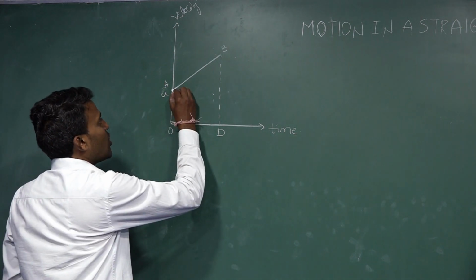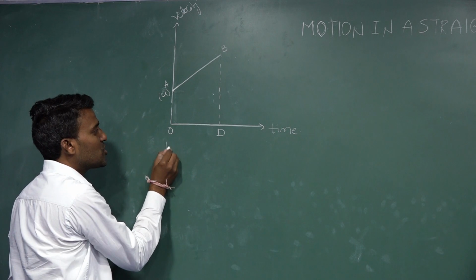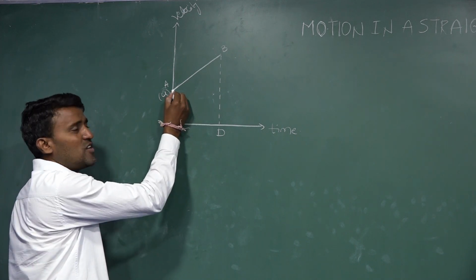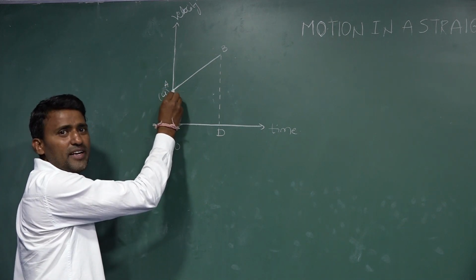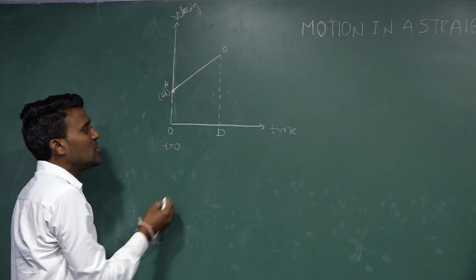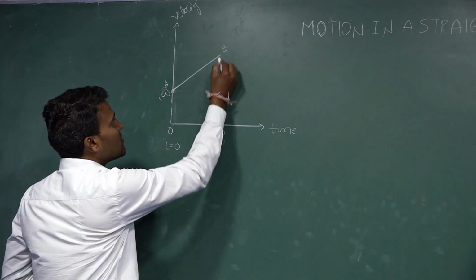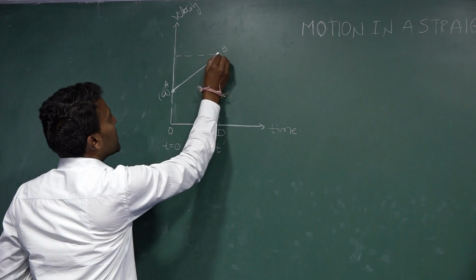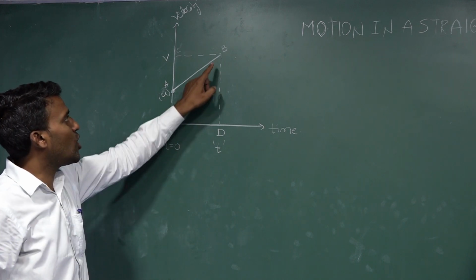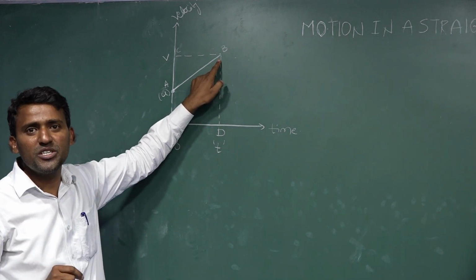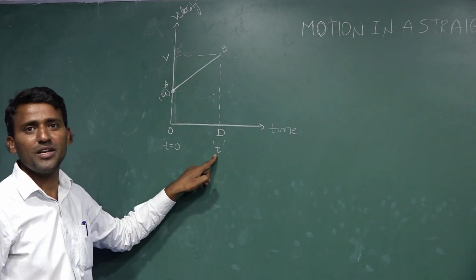Now in this graph, the object starts with velocity u. The object starts when time is equal to 0, and the initial velocity of the object is u at position A. At a time interval t, when it reaches the time t, it attains the velocity v. This is position B. When the object reaches position B, it attains the final velocity v after time interval t, isn't it?